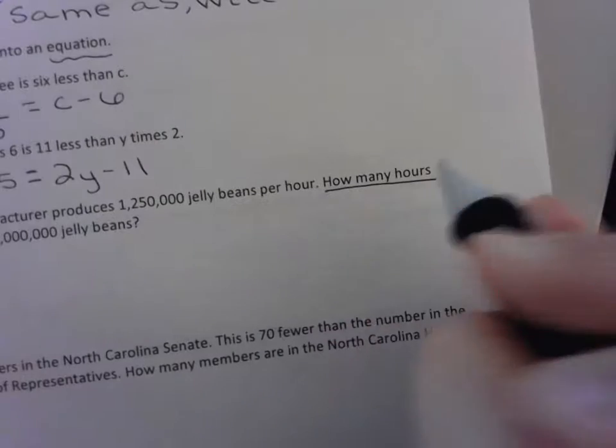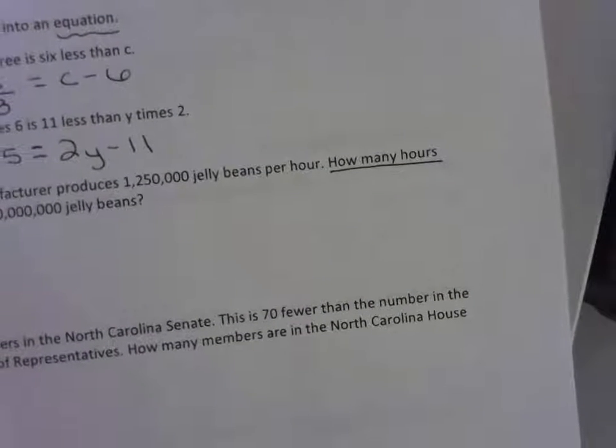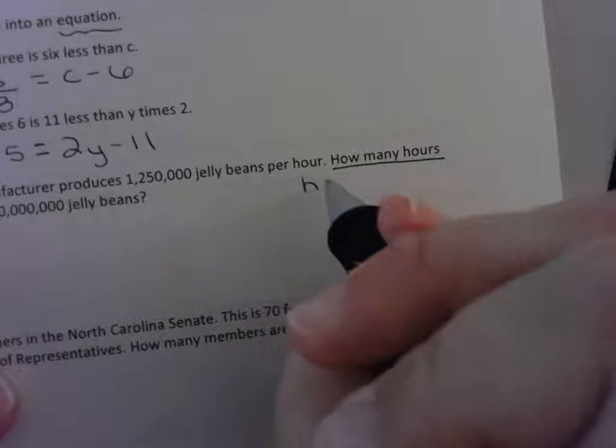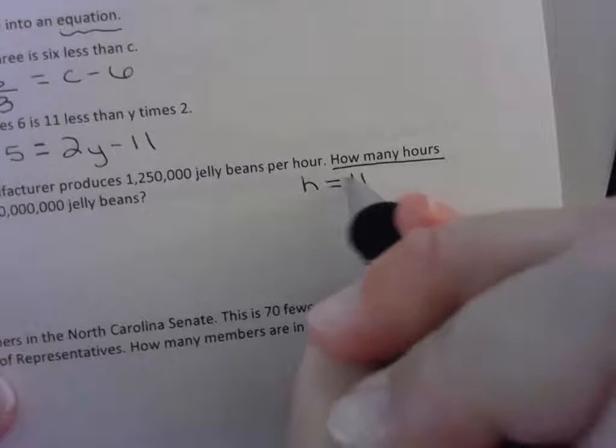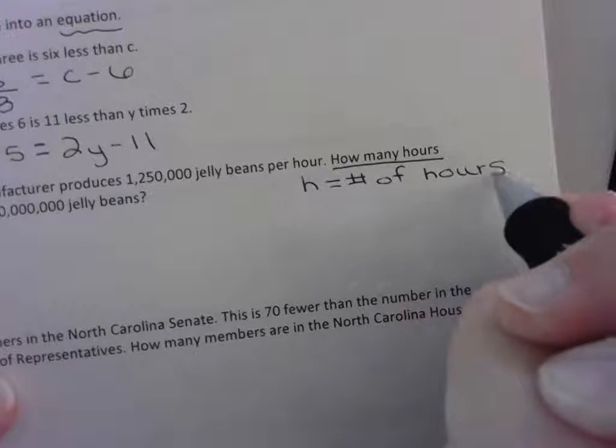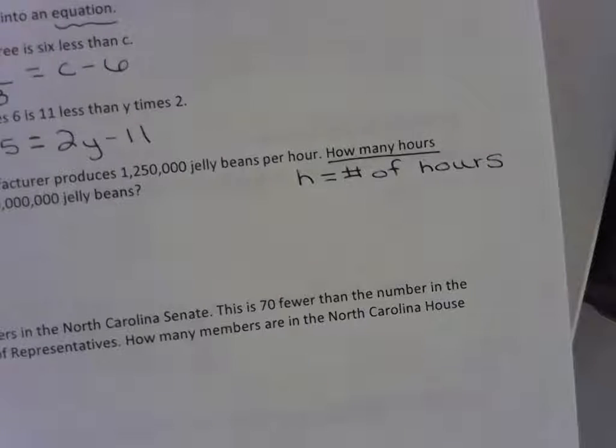How many hours? Whatever they are asking for is almost always going to be your variable. So h is going to equal the number of hours. I know story problems can be overwhelming. That is why it's easiest if you look and say, okay, this is what the variable is first. I want to know how many hours, so h is going to represent the number of hours. Now let's go back and see what they tell me about that.